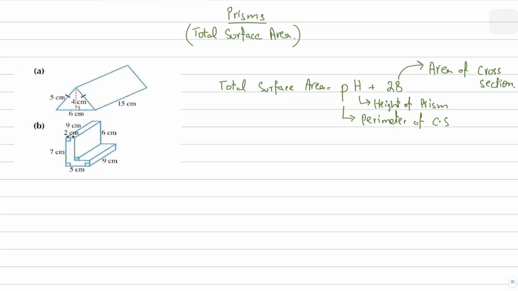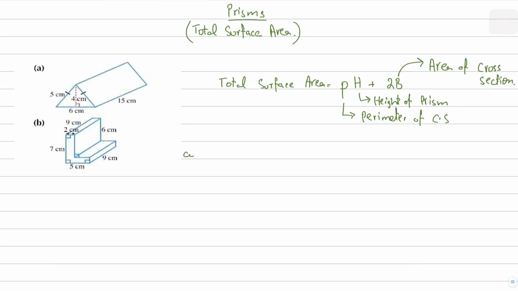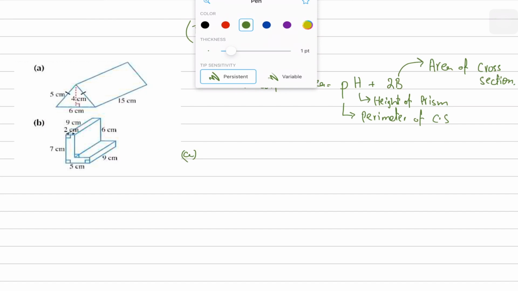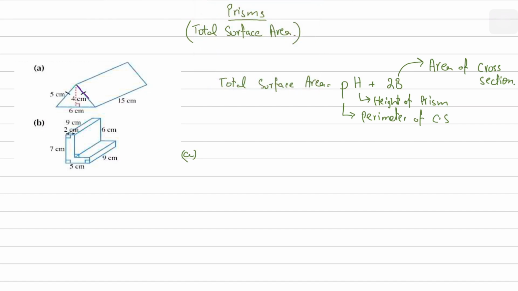Let's understand this with the help of these two examples. In part A, we have to calculate the total surface area, and in part B also. So let's begin with part A. The first thing I need to do is identify what the cross section is. I'll highlight it in purple. This right here is the cross section, which is triangular in shape.